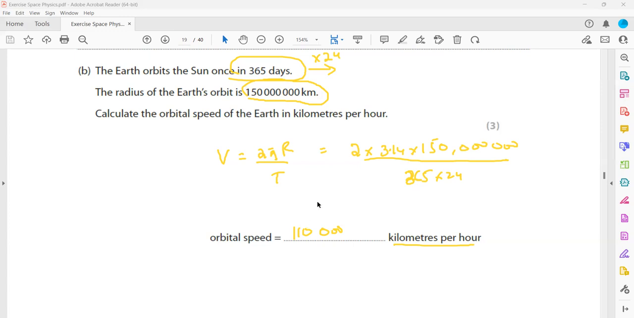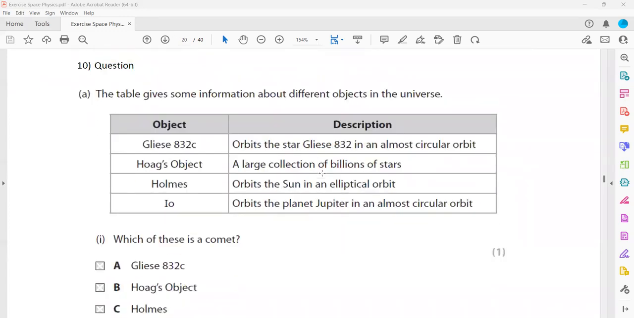The next question is, descriptions are given. We have Gliese 832c, and other objects. The first one: which of these is a comet? I will show you all the options. As you can see, an elliptical orbit is there, so that's right. This one should be a comet.